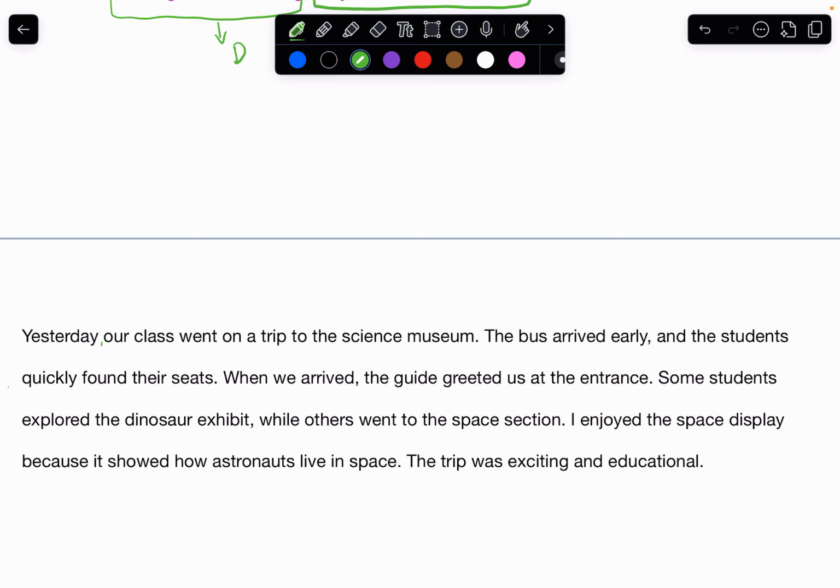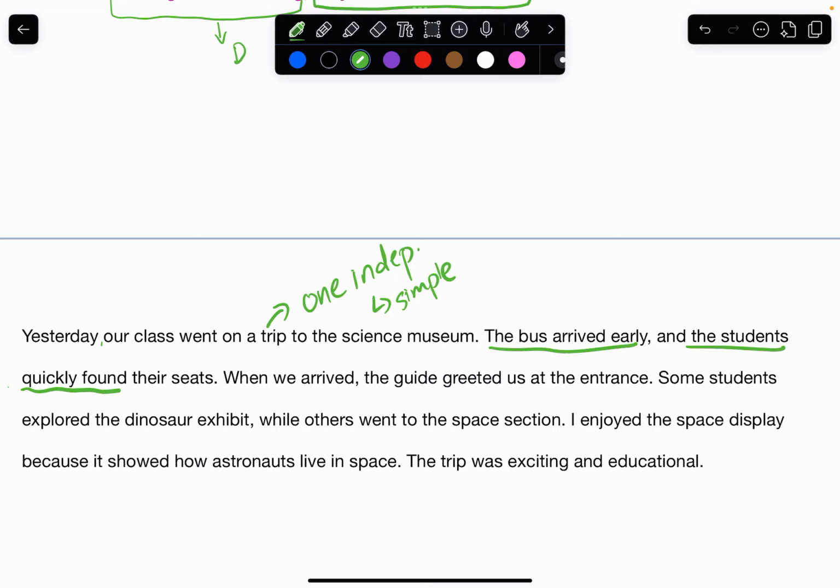Yesterday our class went on a trip to the Science Museum. That has one independent clause, so that is a simple sentence. Next one, the bus arrived early and the students quickly found their seats. This is independent clause 1. This is independent clause 2, and they're joined by a coordinating conjunction. So this becomes a compound sentence.